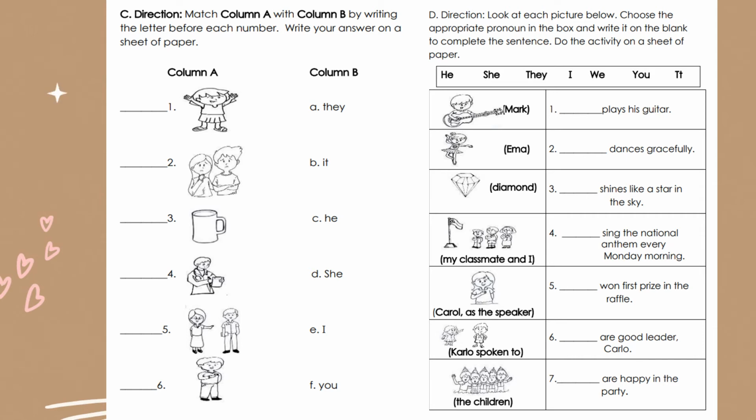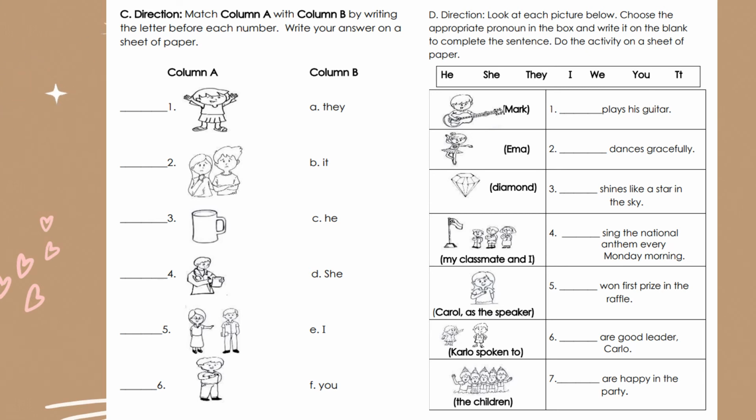For letter D, look at each picture below, choose the appropriate pronoun in the box, and write it on the blank to complete the sentence. Do the activity on a sheet of paper. Here are the choices: he, she, they, I, we, you, it. Number 1, Mark plays his guitar. Number 2, Emma dances gracefully.